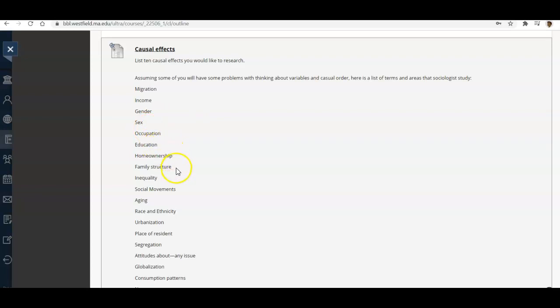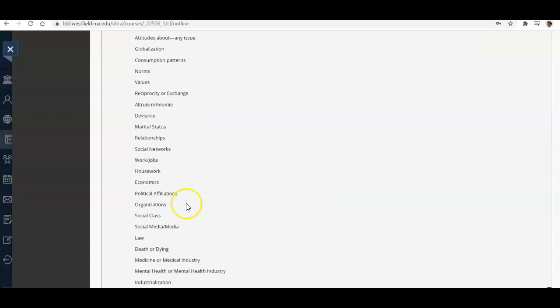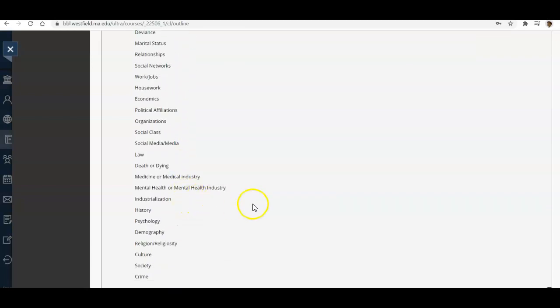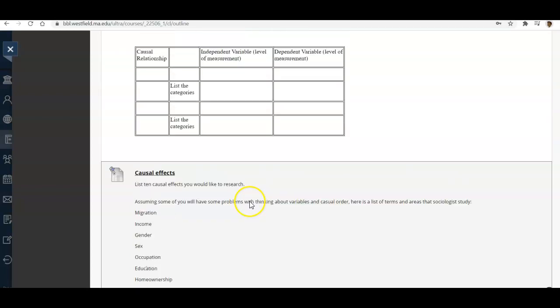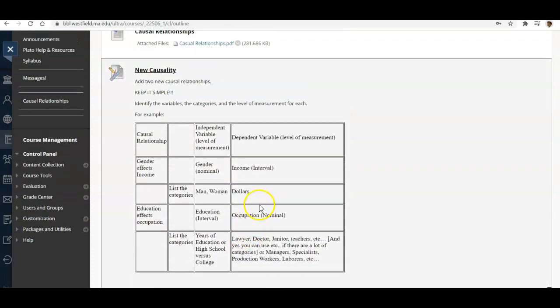Occupation, education, home ownership, family structures: all this stuff is areas that sociologists cover, and this is just to give you an idea of things that you can be looking at. And so you would list at least 10 causal relationships, each with an independent and dependent variable.